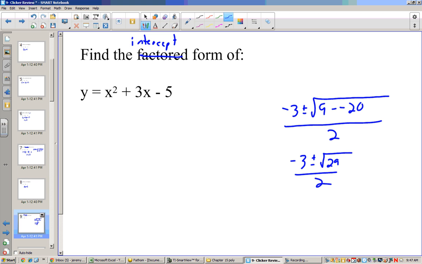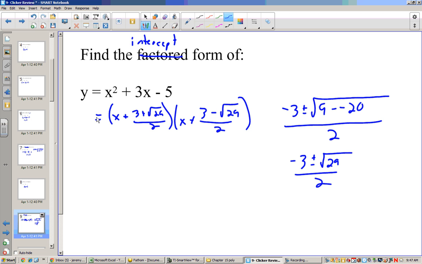So this intercept form would be x minus a negative, which would be plus 3 plus root 29 over 2, and x plus 3 minus root 29 over 2. Those are our answers.